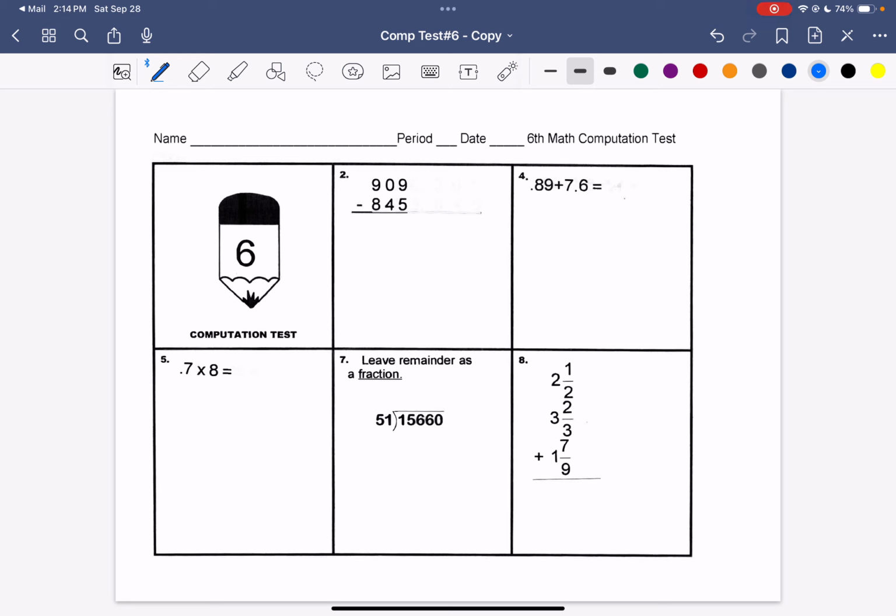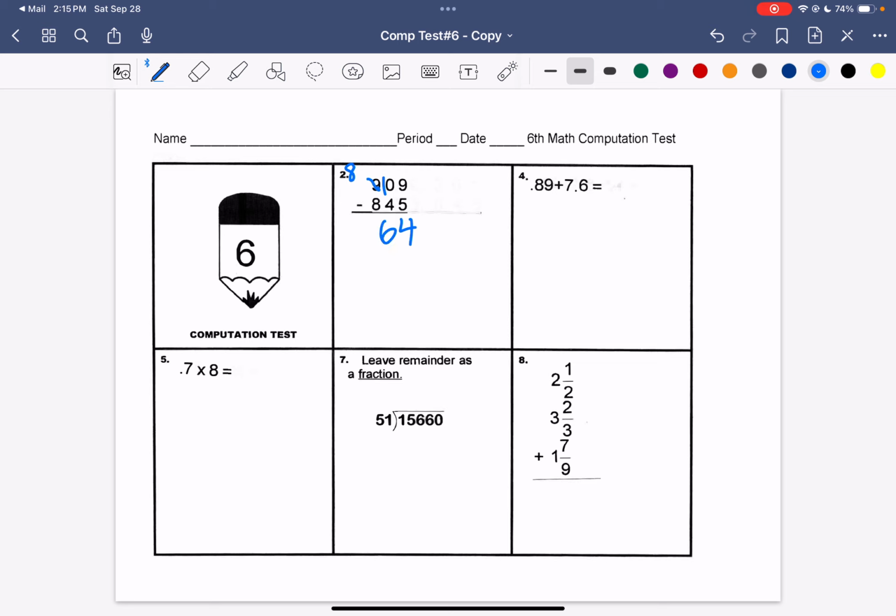So the first one is 909 minus 845. So 9 minus 5 is 4. I can't take 4 from 0. So I borrowed from the neighbor, and then 10 minus 6 is 4.